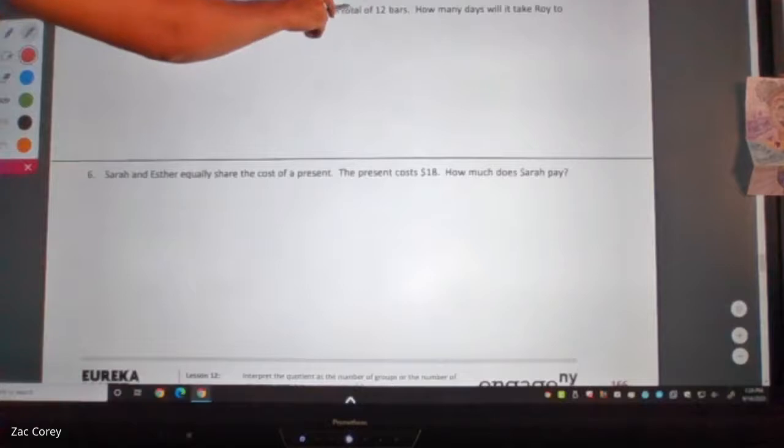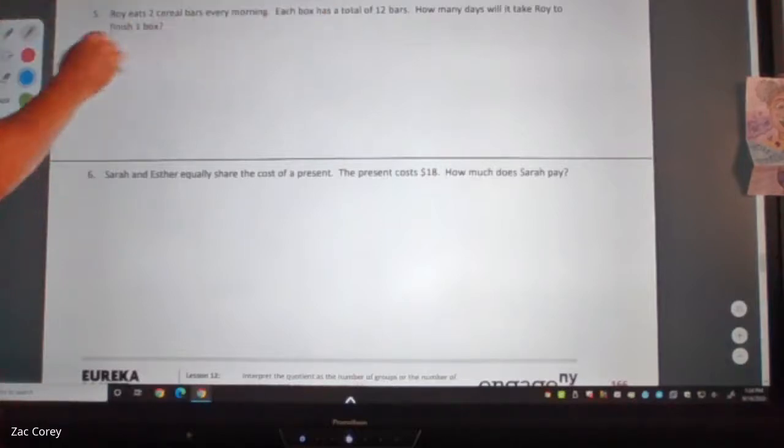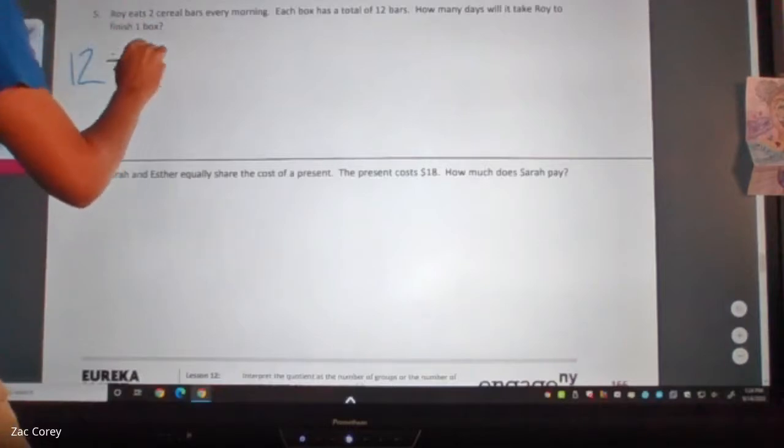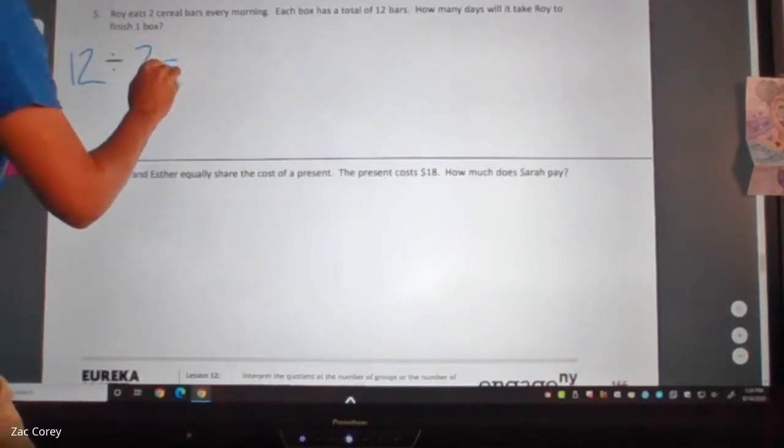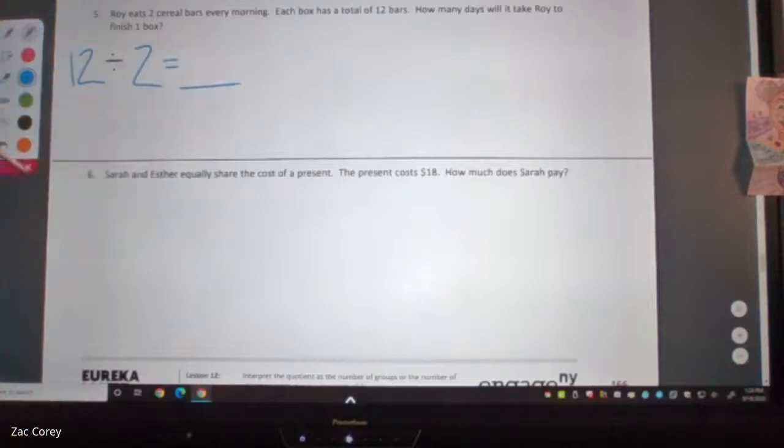All right, so he has 12 total bars. Every day he eats 2. We want to know how many days will it take? Well, the division sentence, 12 is total, so we're talking about total number. That always comes first. 12 divided by, well, he eats 2 per day. 12 divided by 2 equals blank. You already know the answer.